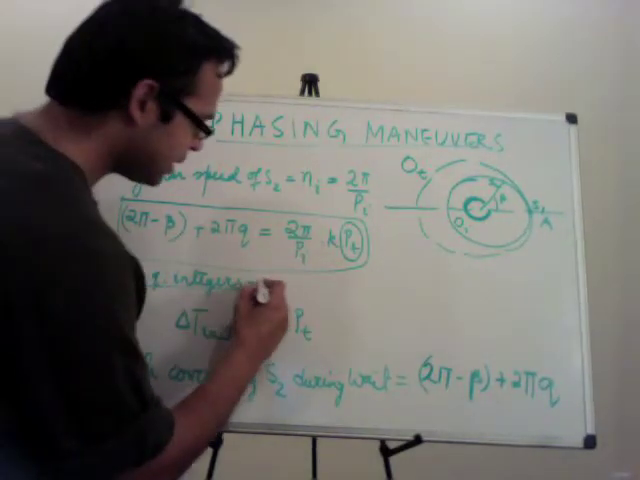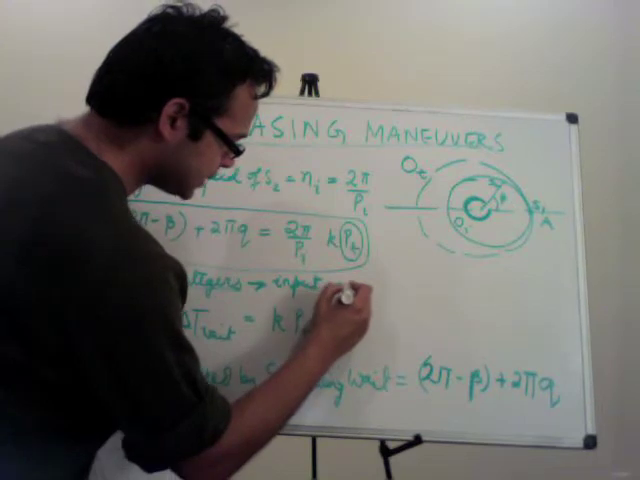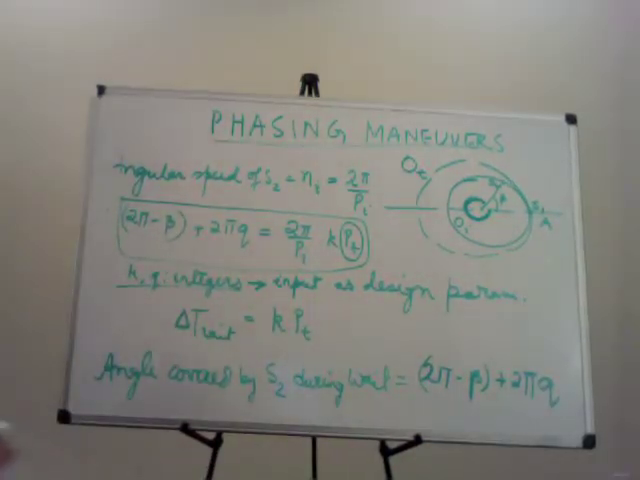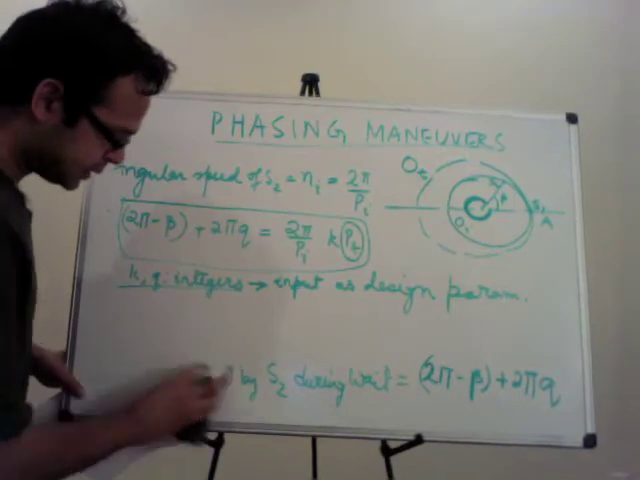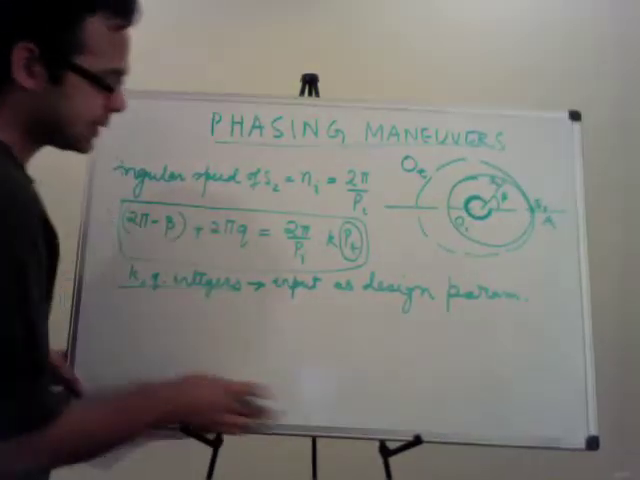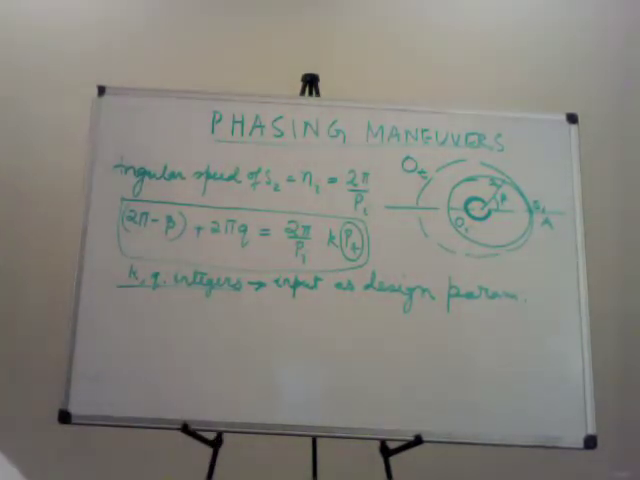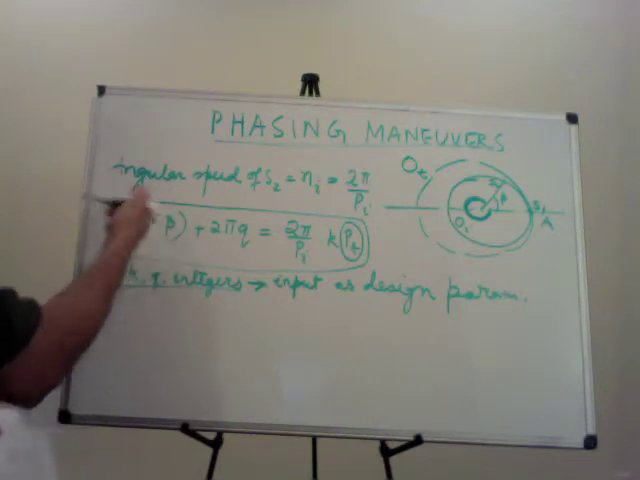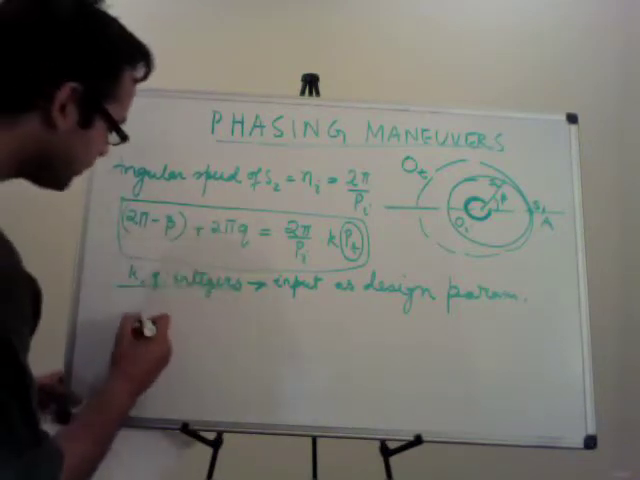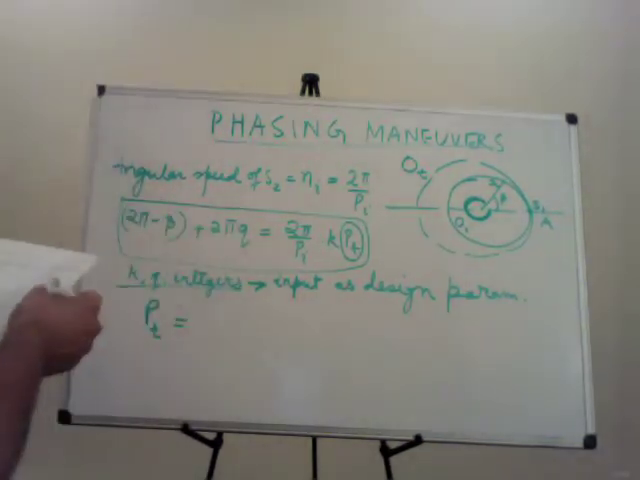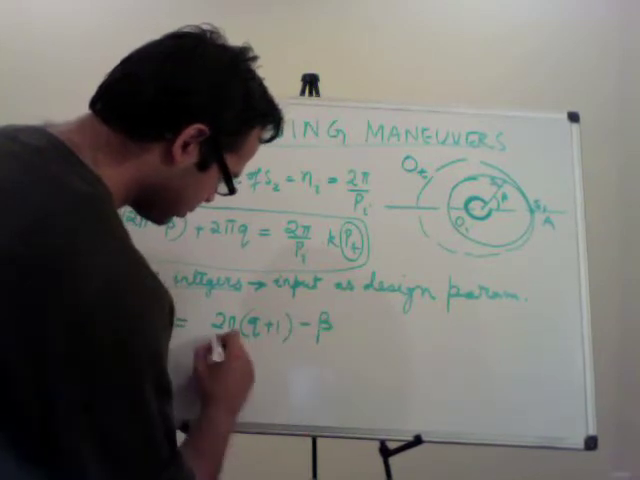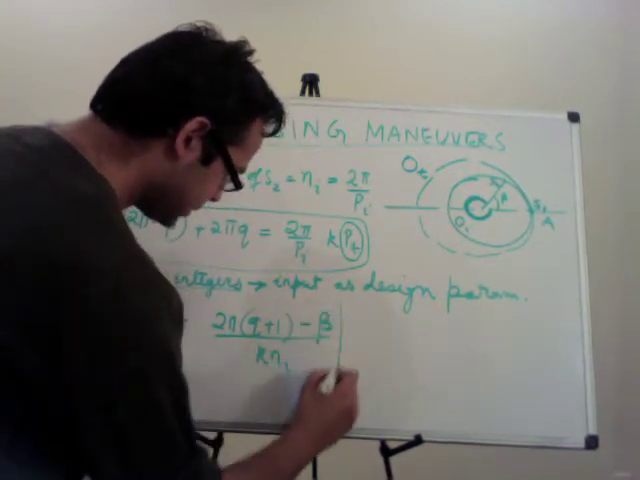So these are integers, but they will be input as design parameters. Both k and q are user defined inputs. The user will decide how many orbits S1 must cover on OT before it meets S2 at point A. And during that same time, how many additional orbits q S2 must cover on OI over and above the phase angle that must be closed out. So we can solve this equation for PT. You rearrange the terms to get PT equals (2 pi q plus 1 minus beta over 2 pi) over k, times PI. This is the solution for PT.